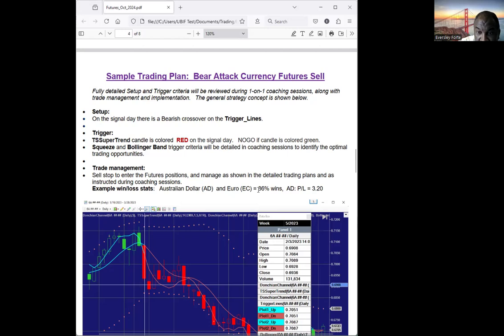So for the 5 different targeting scenarios, you're going to have 5 different win percentages. You pick the one that is over 80%, and/or you can look at the P&L. 3.2 means since 2003, if you trade this strategy every time it became valid on Australian dollar, you would have made $3.20 for every $1 you lost. So you would have had a 3-to-1 return on your money trading Australian dollar every time this strategy was valid.